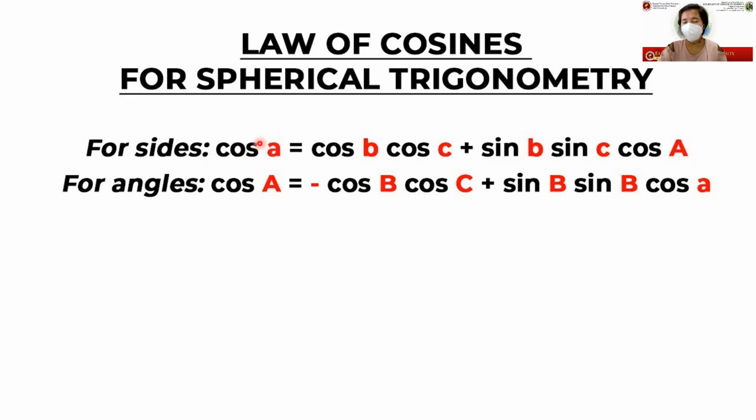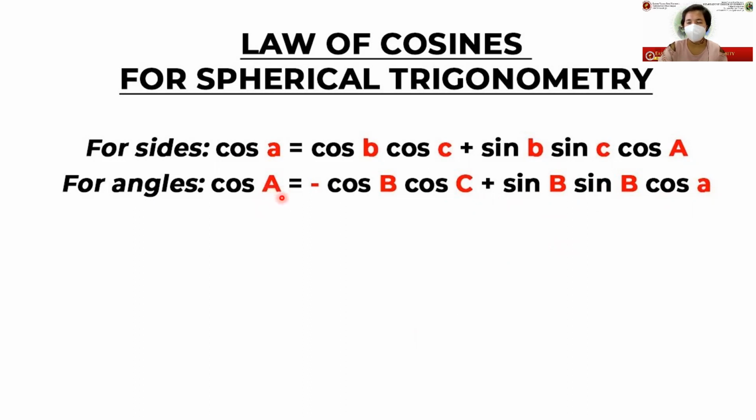How about if we are going to compute the interior angle of the spherical triangle? We can use this formula. Cosine A minus cosine B, cosine C, where B is the interior angle B and capital C is the interior angle C, over sine B, sine C. I know there is an error in this formula. Take note, this is sine C, sine B.